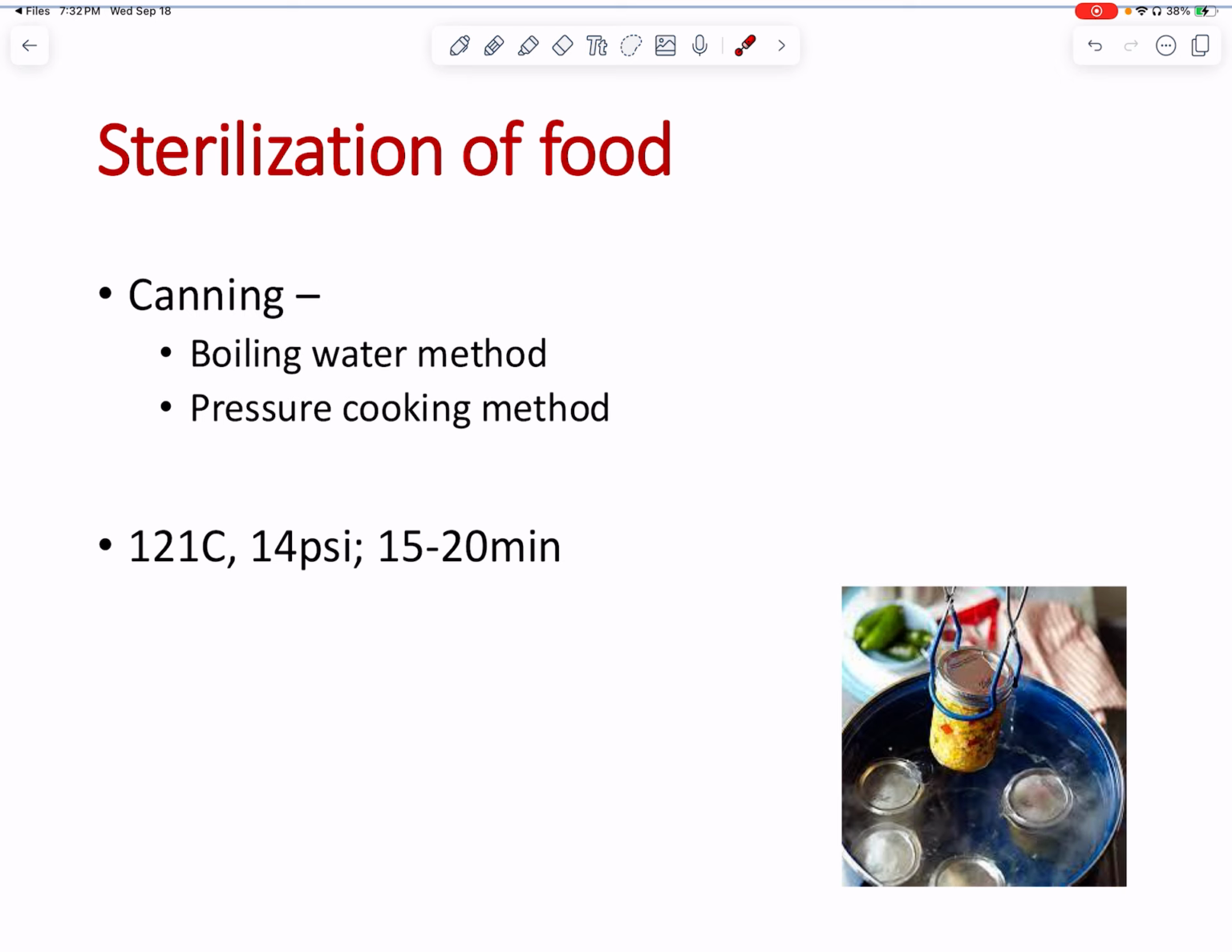In general, this canning process includes a temperature of at least 121 degrees Celsius, 14 psi, so that's pressure, and then for at least 15 to 20 minutes. And so this is going to be slightly different from our pasteurization process, which again is only going to be for a matter of a few seconds in terms of the heat.